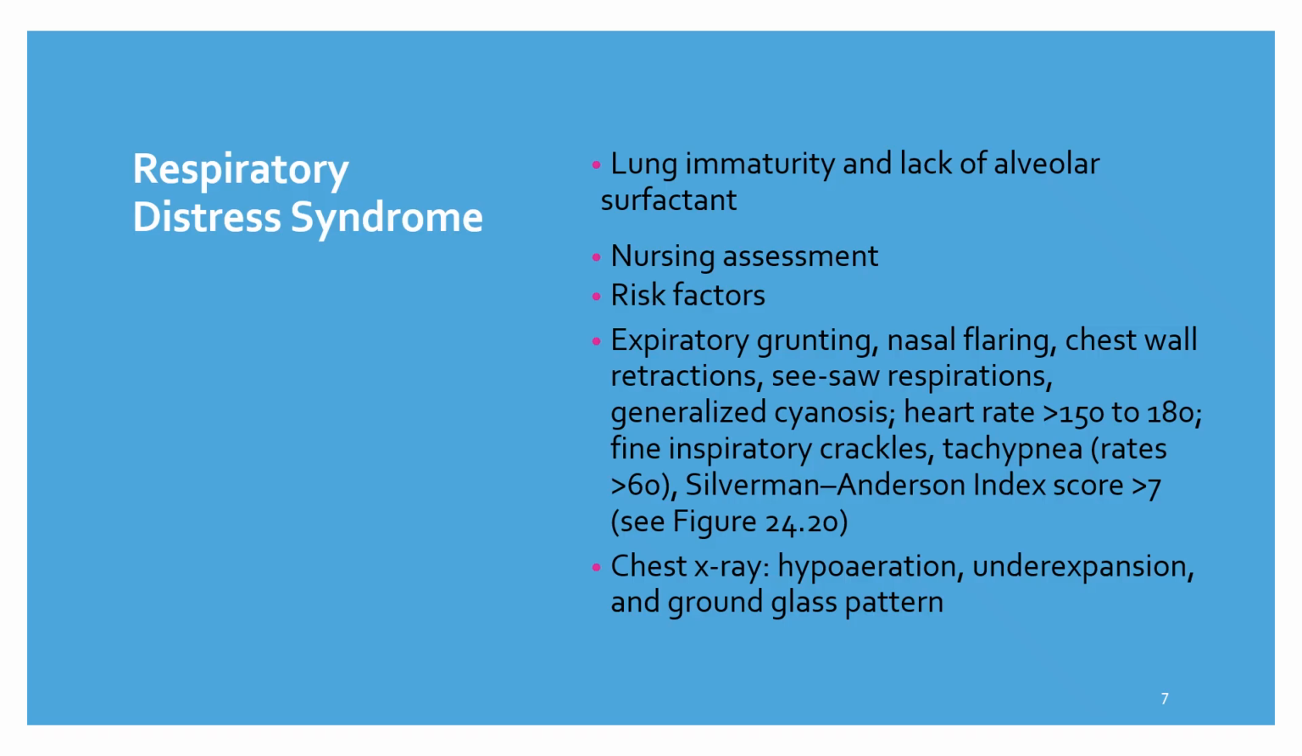And then chest X-ray. As we said before, hypoaeration, so there is not enough air going into the lungs, and underexpansion, the lung is not expanded well, and then a ground glass pattern. You can see a ground glass pattern, like a smooth appearance of the lung. That is sometimes because of the collapse of the alveoli of the lungs. So that shows respiratory distress syndrome.